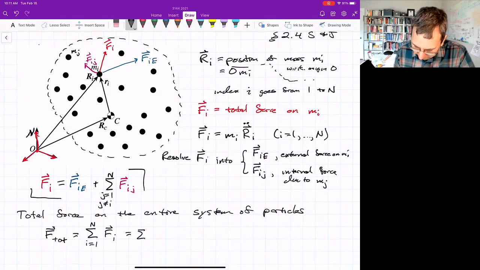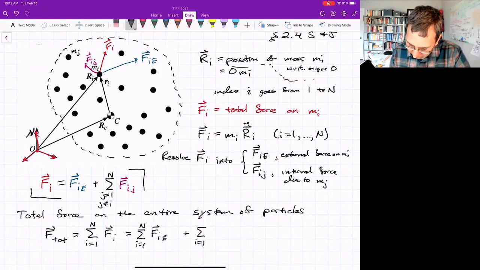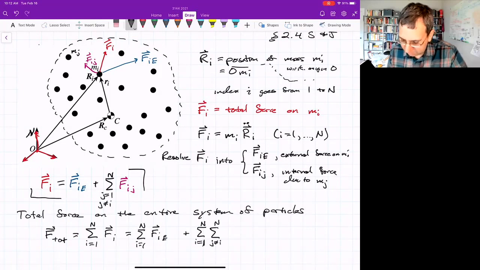So we'll get a sum from 1 to N of external forces. Plus, now we've got a double sum. I don't like double sums. Well, you'll like this one. So this is, i goes from 1 to N, of j, and I'll just say from j not equal i to N, of F_ij.